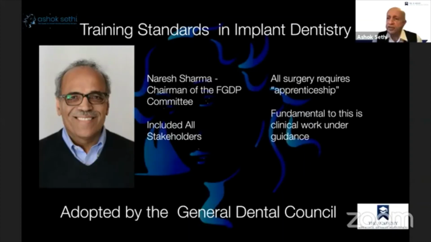All surgery requires apprenticeship. In other words, we need to be able to carry out treatment with guidance from somebody who's done it before. And I think this is how we learn. In this day and age, it's called mentoring. But if you look at any surgical specialty, that's how it works. And so that's very close to our hearts. And that's something that we need to be able to provide for you, because that's how we feel that you will be successful.